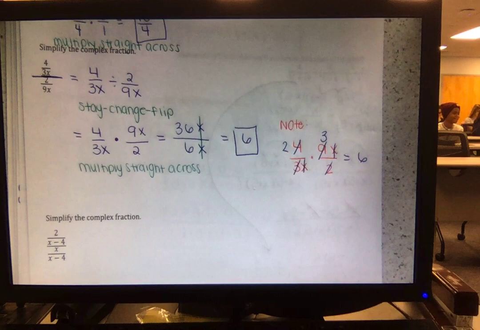So we're dividing fractions. We can stay, change, flip. Stay, change, flip. So our first fraction is going to stay 2 over x minus 4. Our operation is going to change from division to multiplication. And we're going to flip our second fraction. So x minus 4 over x.